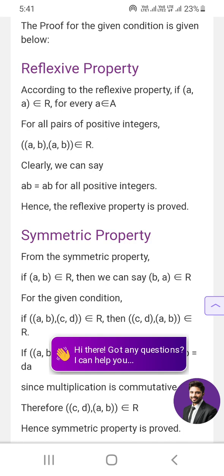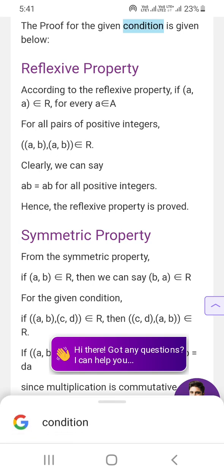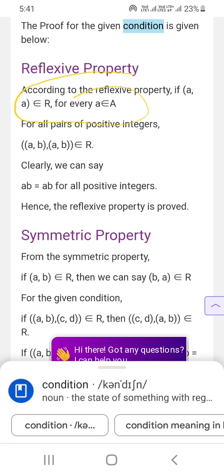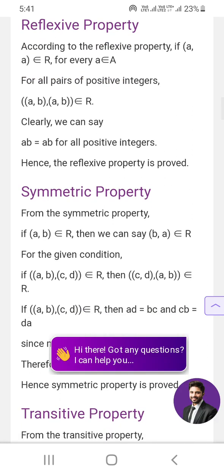According to the reflexive property, (a, a) belongs to capital R for every a belonging to capital A. For all pairs of positive integers (a, b) and (a, b) belonging to capital R, clearly we can say that ab equals ab for all positive integers. So this means it is the reflexive property. Hence the reflexive property is proved.